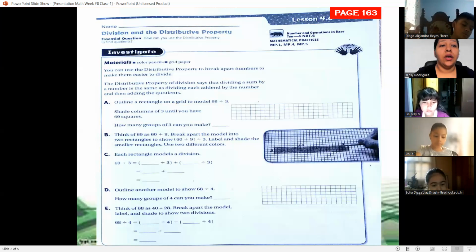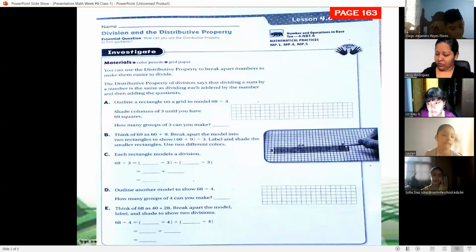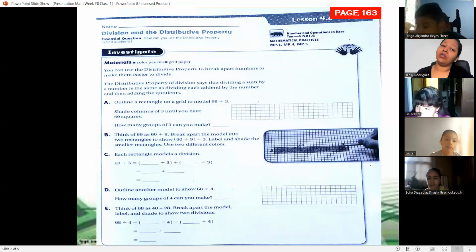So this distributive property of division says that dividing a sum by a number is the same as dividing each addend by the number, and then adding the quotients. So over there, they are already telling us how we're going to do it. If you remember, we were using additions when we were breaking apart those numbers, okay?